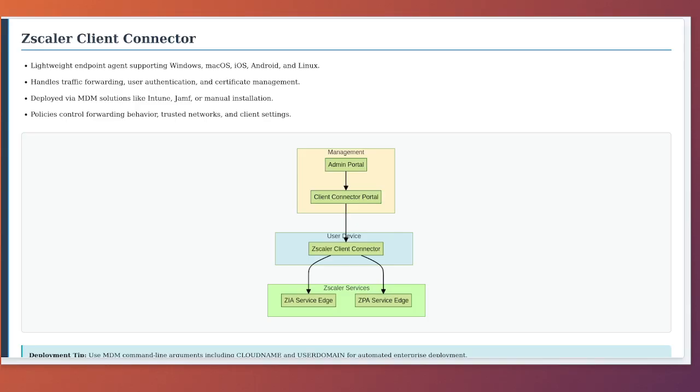The diagram shows the Client Connector architecture. The Client Connector sits on the user device and communicates with the Client Connector portal for configuration and policy updates. When the user accesses resources, the client forwards traffic to ZIA Service Edge for Internet traffic or ZPA Service Edge for private applications. The admin portal provides centralized configuration management for all connected clients.